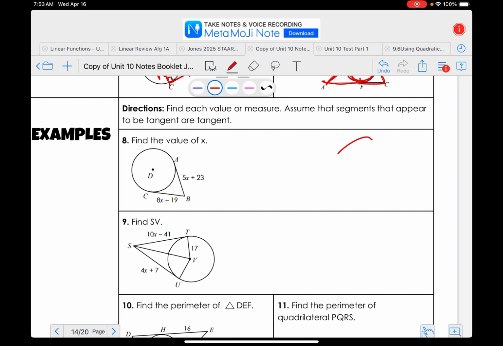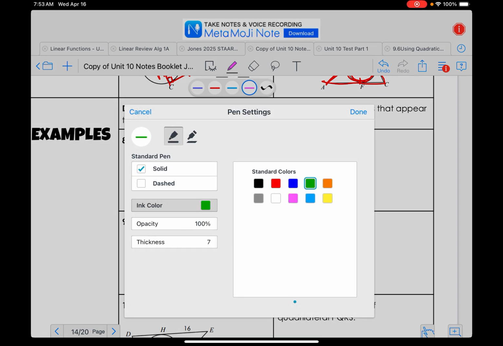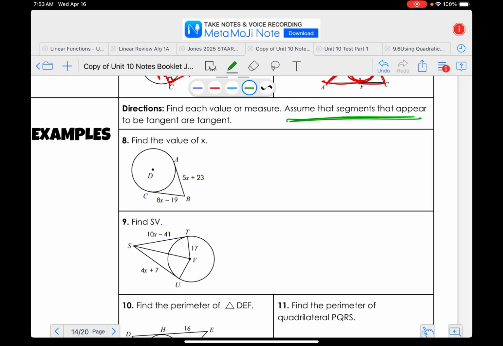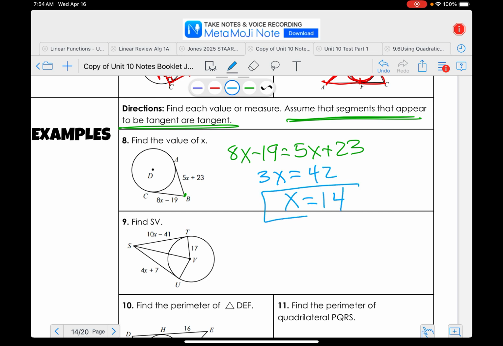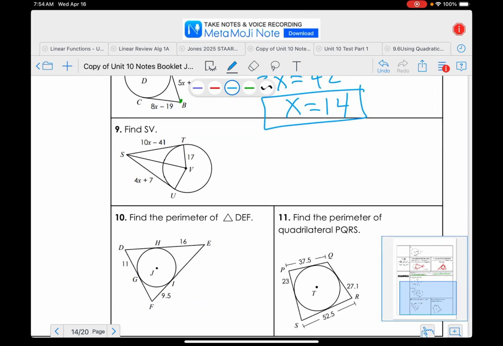I know it tells you not to assume. When it says assume here, that's their way of telling you that if they look tangent, they are. We're telling you that. So they're both tangent from the same point, therefore they're congruent. So set them equal. And x equals 14.